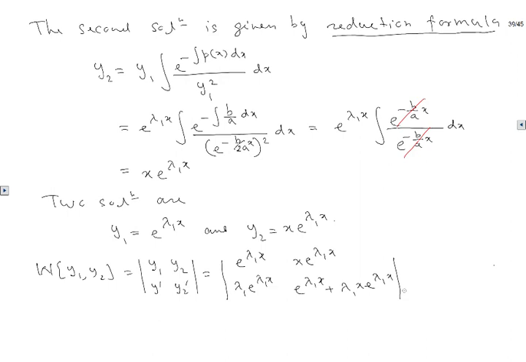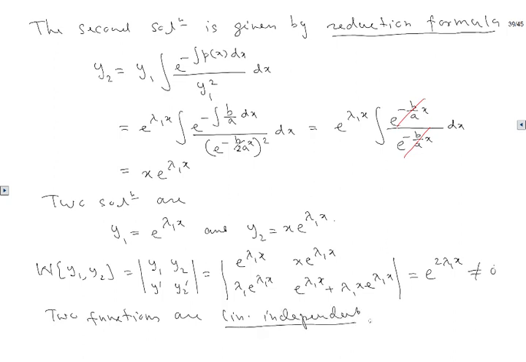A lot of terms get cancelled. For example, you multiply this with that, and then e lambda 1 times lambda 1x, but that term you also get, so that means this simplifies simply to e twice lambda 1x. That's where you end up, and which is not equal to 0. So that means the two functions are linearly independent.